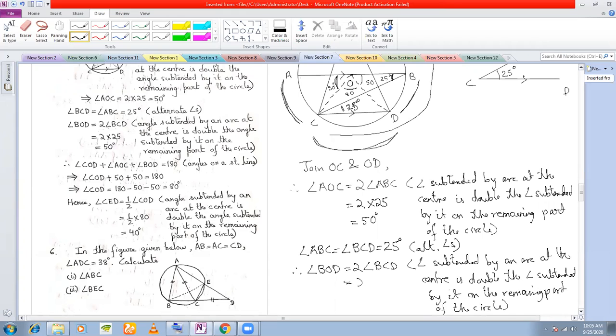So this is again 2 into 25, which is 50 degree. So two angles we have found out. Which two angles we have found out? This angle 50 and this angle 50. So now we are proceeding to find out this angle. They all three, if you see the blue marked angles, all the three angles are angle on a straight line.